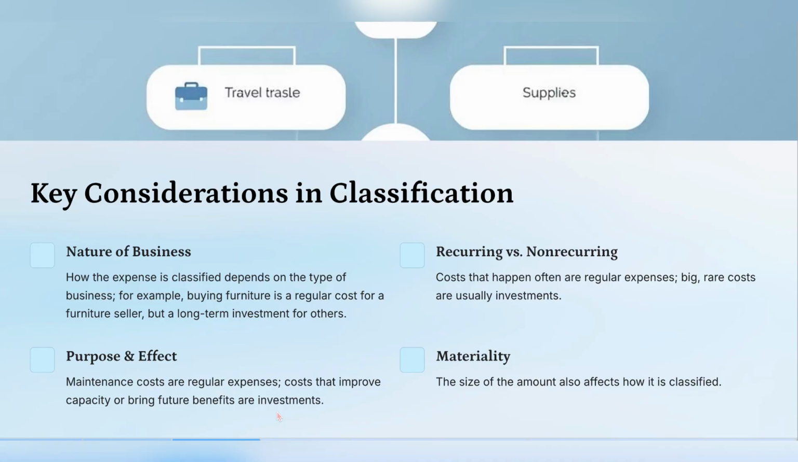Now coming to materiality, the size of the amount also affects how it is classified. If the amount is material and there is a big investment and we are generating more revenue or more profit from that big investment, then it is classified as capitalized expenditure or capital expenditure. Otherwise, it will be recognized as revenue expenditure.